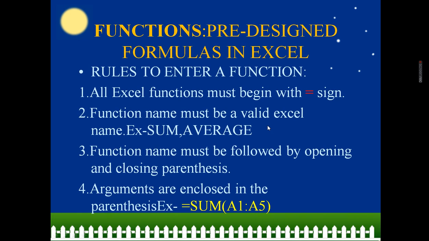Function name must be a valid Excel name, for example, sum and average. Sum we have already used here. Function name must be followed by opening and closing parentheses. Opening and closing brackets should always be there when you are giving the range. Arguments are enclosed in the parentheses. Whatever arguments of the cell range you are passing should be inside the bracket. Learn all the 4 rules, it's important.